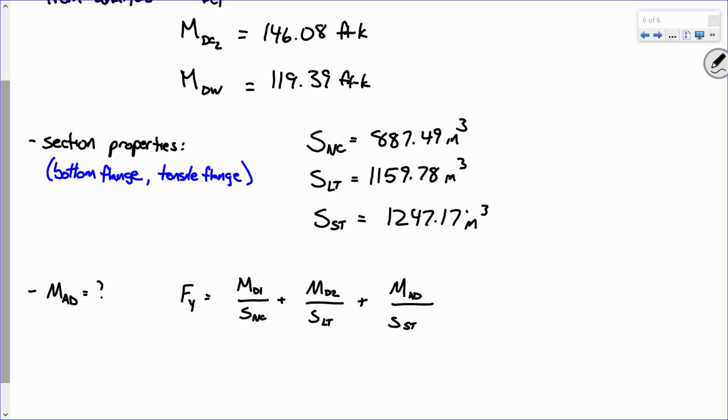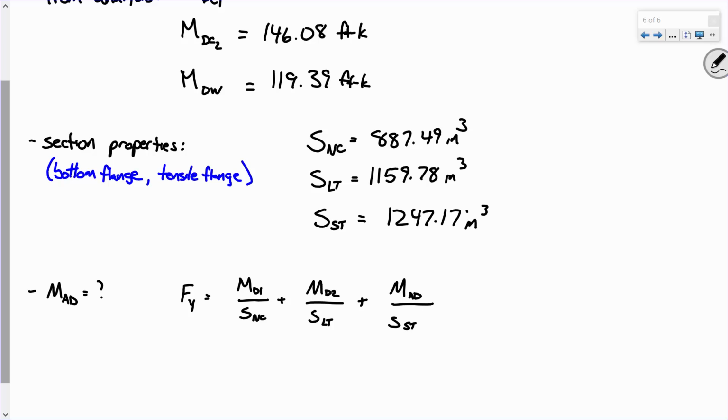Now let's test your memory banks a little bit. DC1, which section is DC1 applied to? Steel only, the non-composite section. So MD1 is going to consist of that DC1 moment. What loads are applied to the long-term composite section? DC2 and DW, right? The additional moment goes on that short-term section.